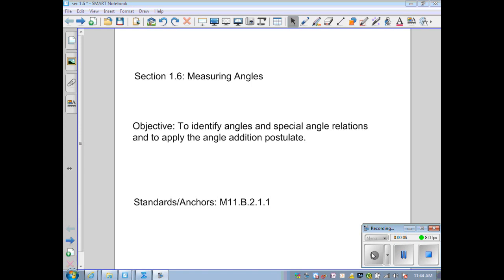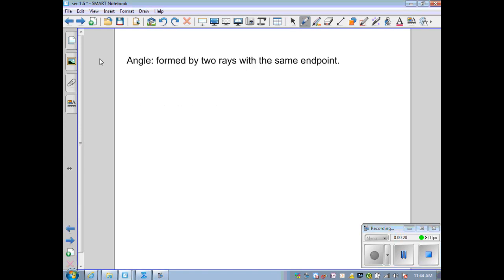Section 1.6, to identify angles in special angle relations and to apply the angle addition postulate. Defining an angle. An angle is formed by two rays with the same endpoint.